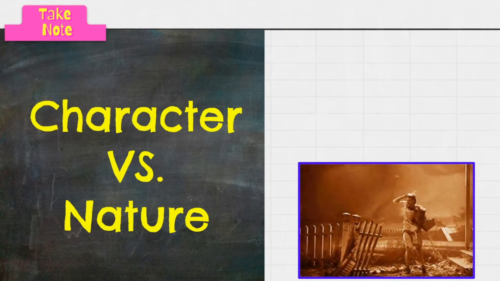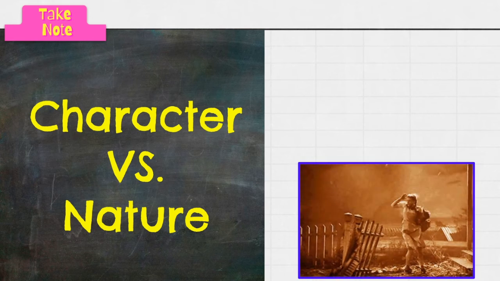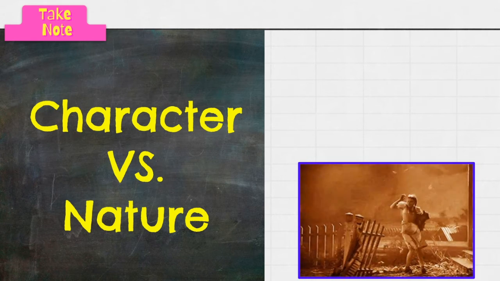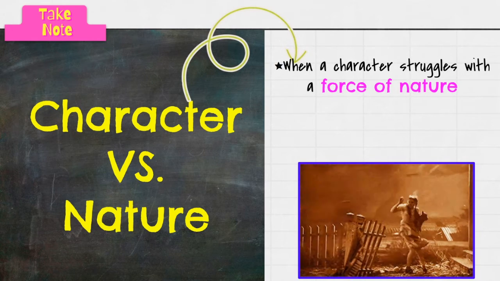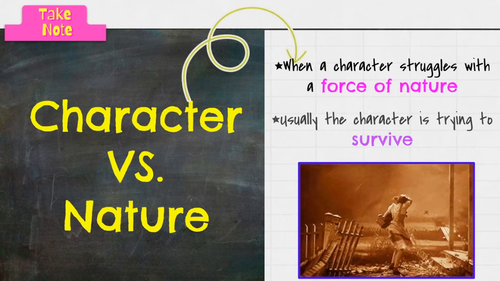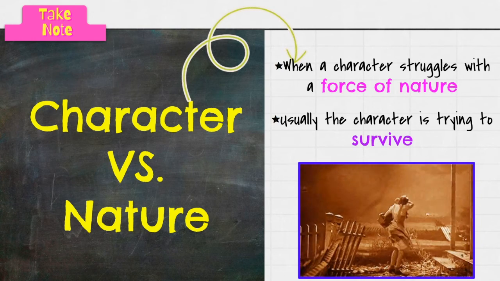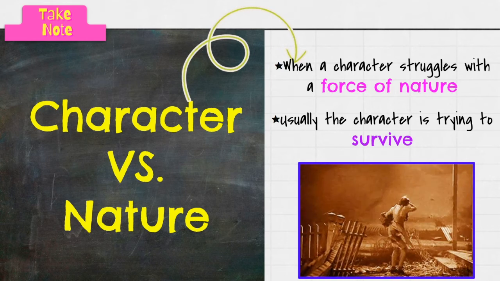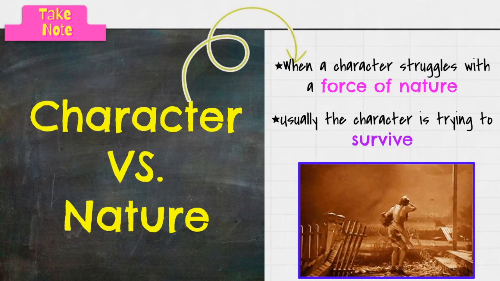Next, we have character versus nature. Remember my example earlier when the tornado was barreling down on you? That would be character versus nature, kind of like Dorothy here. And it's when a character struggles with a force of nature. And usually the character is trying to survive. Now, it doesn't always have to be weather. It could be illness or aging as well. But usually the character is trying to survive because of this force of nature.